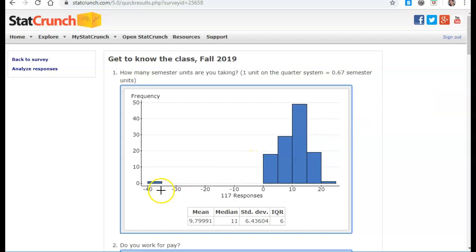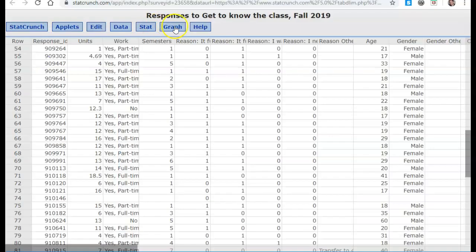Should we just delete this point or throw out that response? Should we also throw out the responses this individual gave to all the other questions? If we don't throw out this response, how does it affect the mean and the median? Let's make a histogram of this and include the mean and the median.